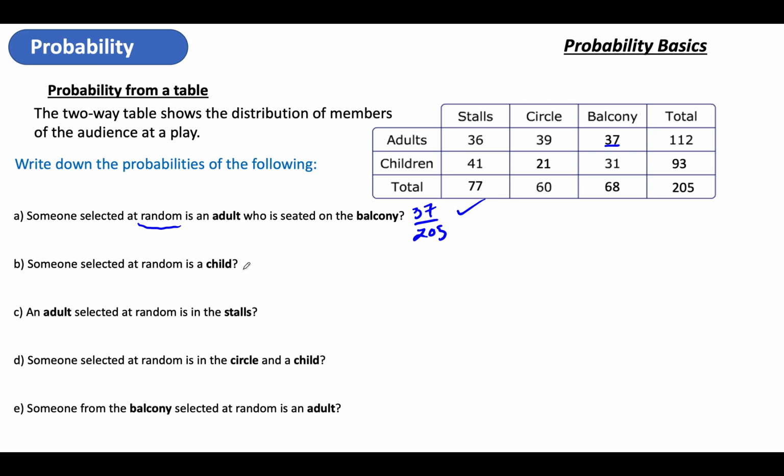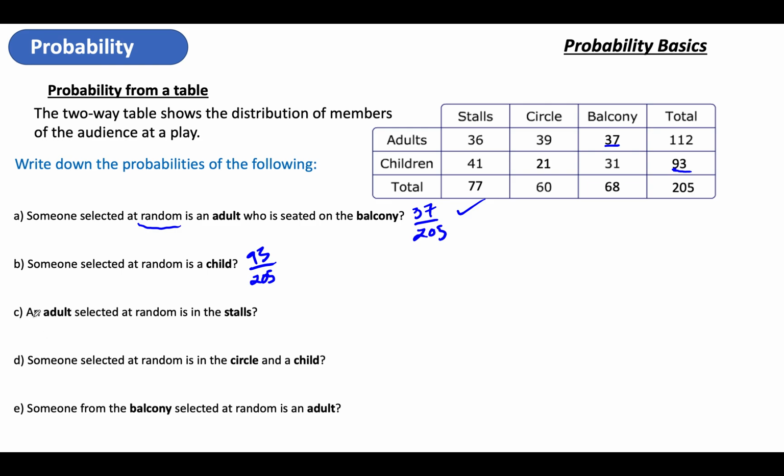Someone selected at random is a child. Okay, so again, it's someone selected at random. So I know it's out of the total. That's out of everyone. What's the probability they're a child? Well, that's just the children. That's going to be this figure here, 93. 93 out of 205. Again, this is a proportion, isn't it? Probability, proportion, pretty much the same thing.